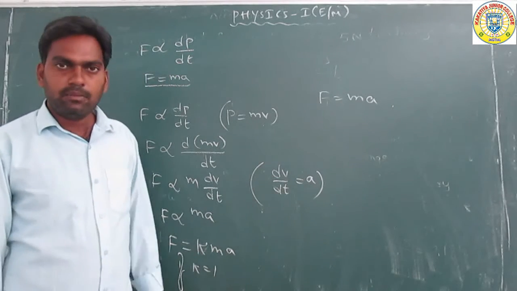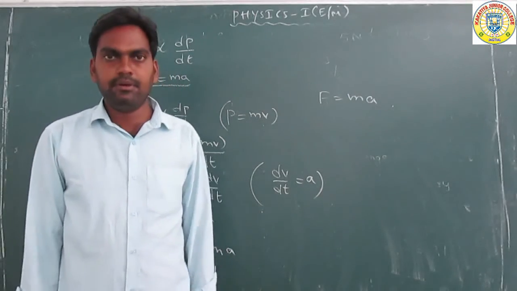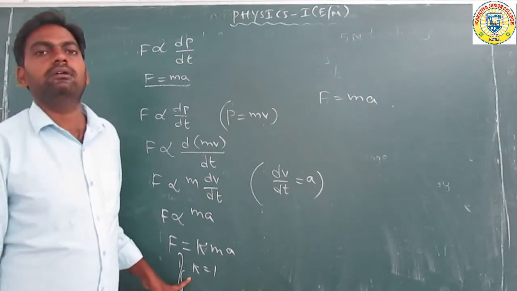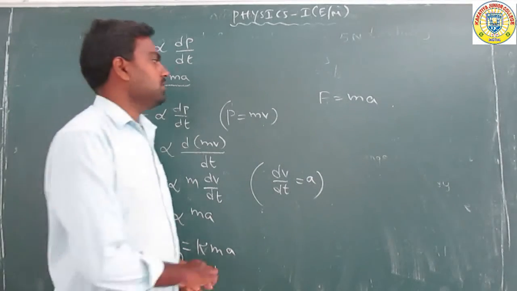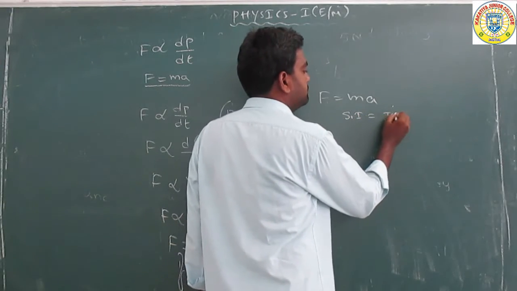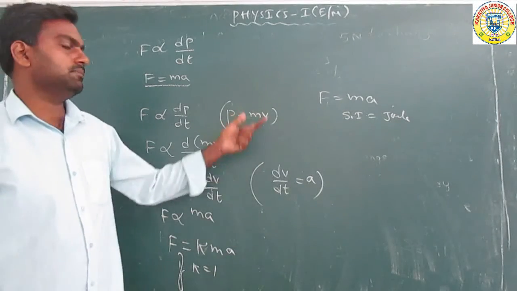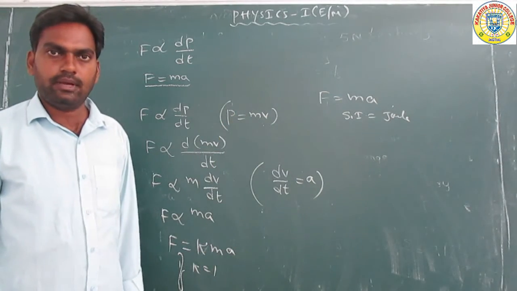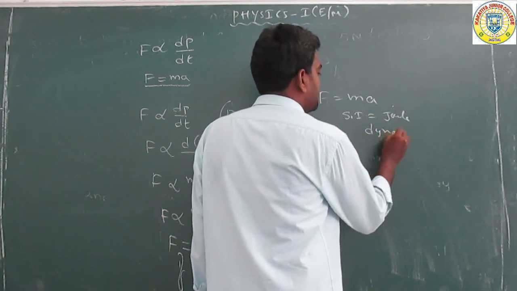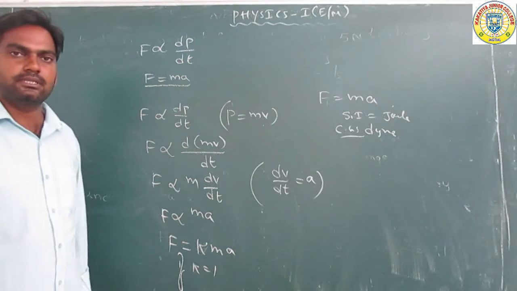So the mass of the body is taken as 1 kg or 1 unit, acceleration is also 1 unit, and the net force is also 1 unit. Now find the units. The SI unit of force is the newton, and the dyne is the CGS unit of force.